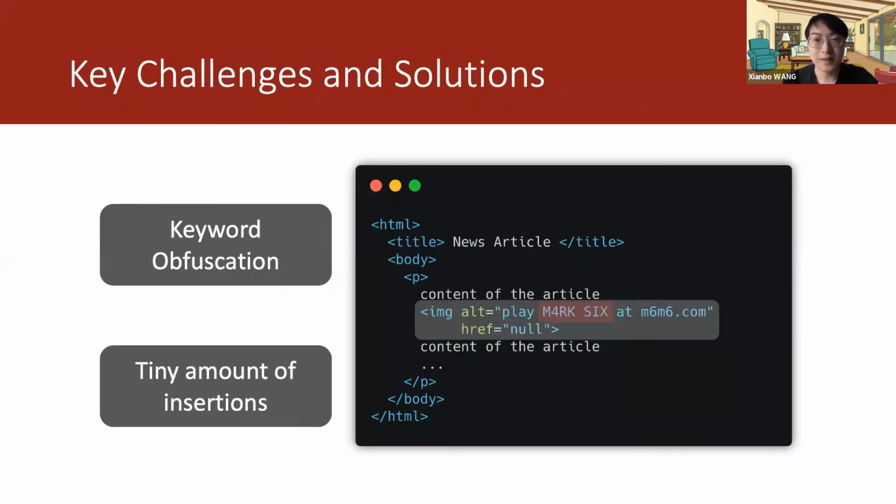This new defacement technique introduced two key challenges. First, the detector needs to understand the obfuscated keywords, like the term highlighted in red on the defaced web page example on the right. Second, the detector needs to identify the tiny piece of defacement code from the whole web page, like the line highlighted in white. This is like searching for a needle in a haystack.